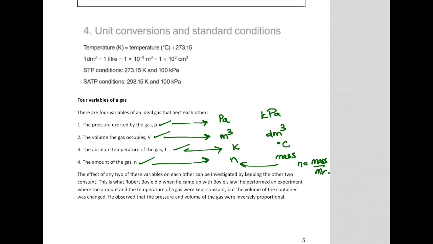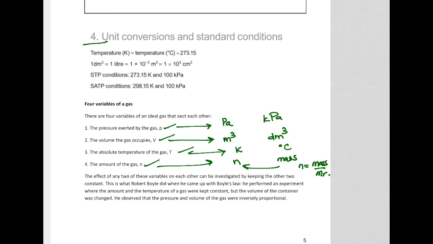Now, conversions are given in section 4 of the data booklet. So you can convert degrees Celsius to Kelvin. Degrees Celsius plus 273.15, you get temperature in Kelvin. You can convert dm cube to meter cube. So if you divide by 1,000, and these conditions are given, we're going to see that a little bit later.